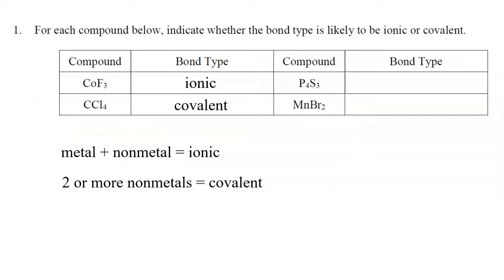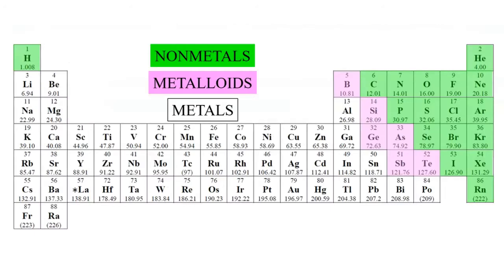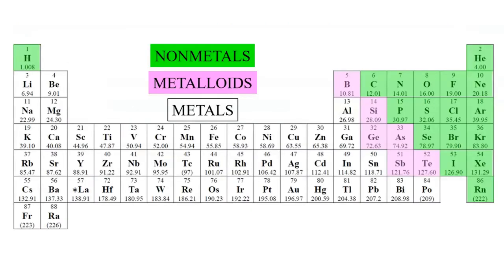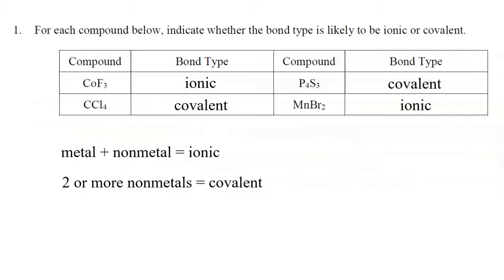Our next example is P4S3, and that is phosphorus and sulfur, both nonmetals, so covalent. And finally, MnBr2, that's manganese and bromine, metal, nonmetal, so ionic bonding.